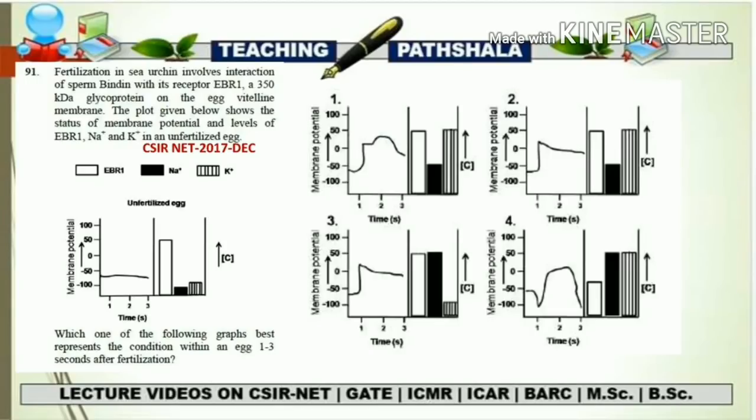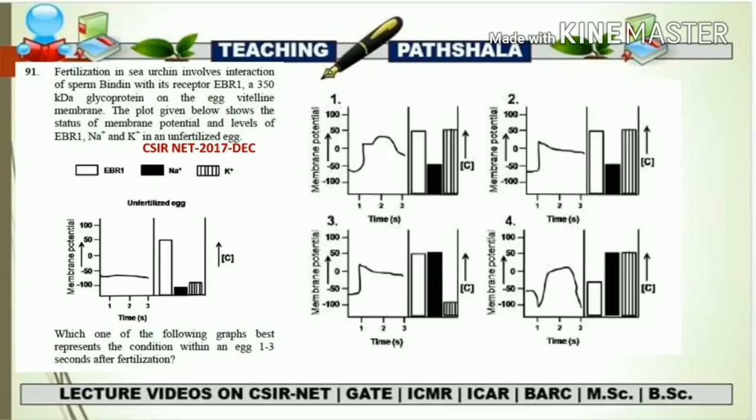And if we talk about the third factor, that is EBR1, there will be no effect on the level of EBR1 because it is acting as a receptor. And as we have seen in the steps of the fast block, there is no involvement or no harm to the EBR1 receptor. So we already know these three conditions. Now let's match these three conditions with the given options.